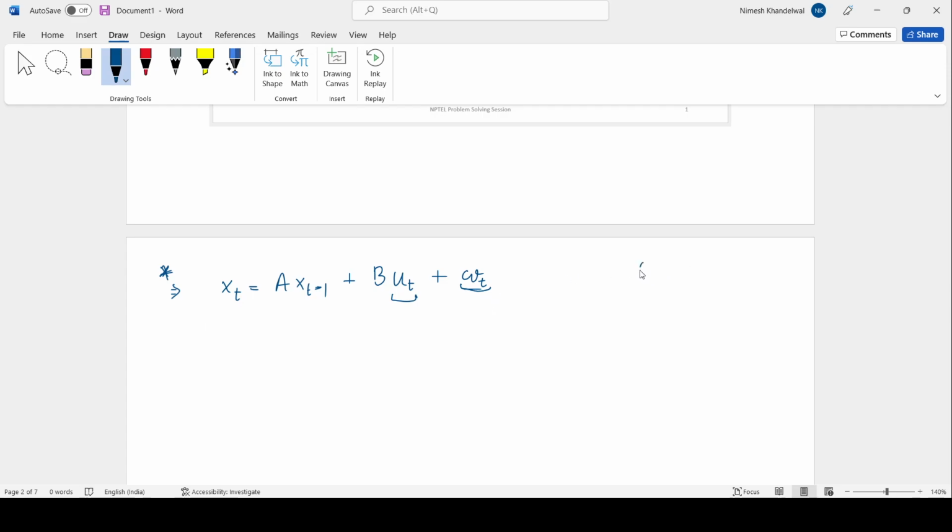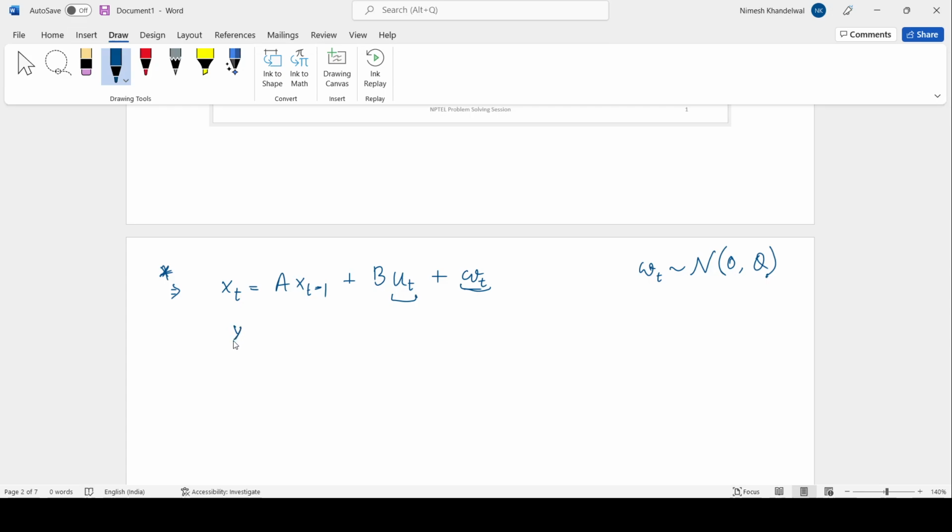Now this is one more assumption that we take in the Kalman filter: all the noise, or all the random variables, are assumed to be of a Gaussian distribution. So this is our process noise, and then comes our measurement model.